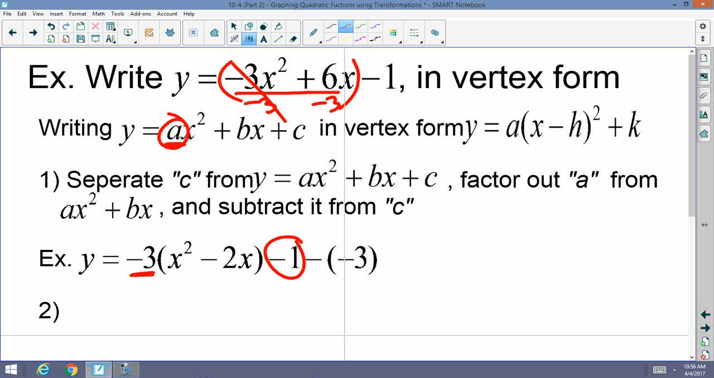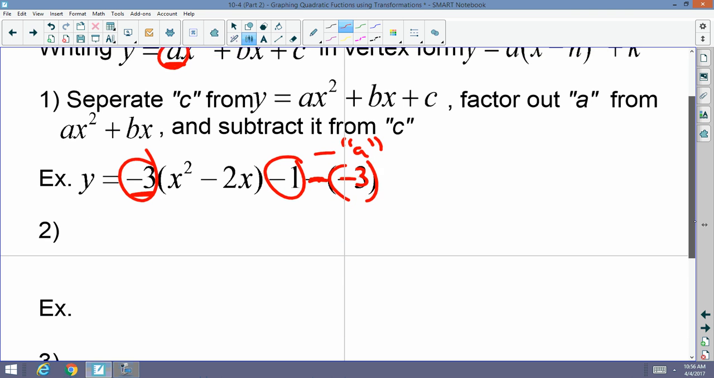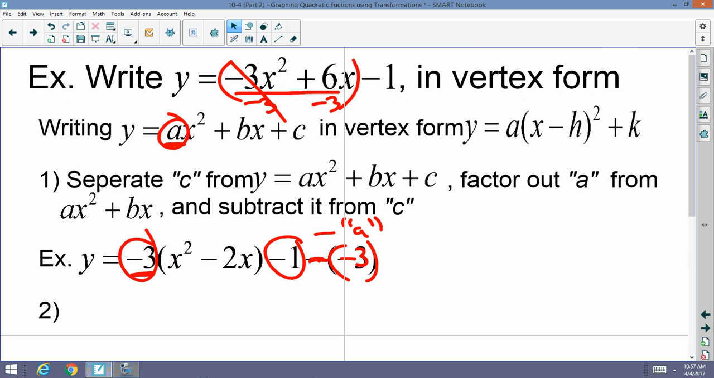Now from here, thank you so much, because I'm subtracting the a that I factored out. Didn't I factor out a negative 3? I'm subtracting what I factored out. So I'm subtracting the a that I factored out. You feel me? So now we're going to complete the square, just like before.